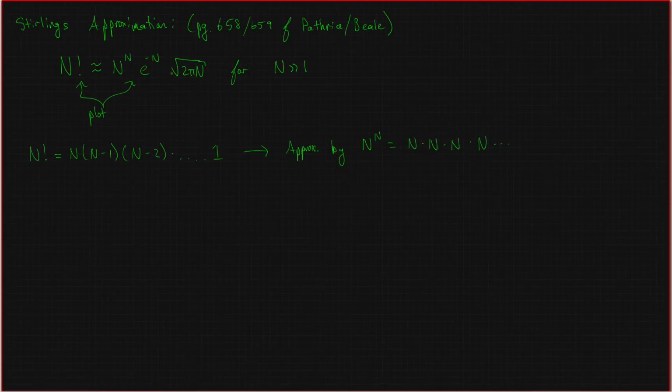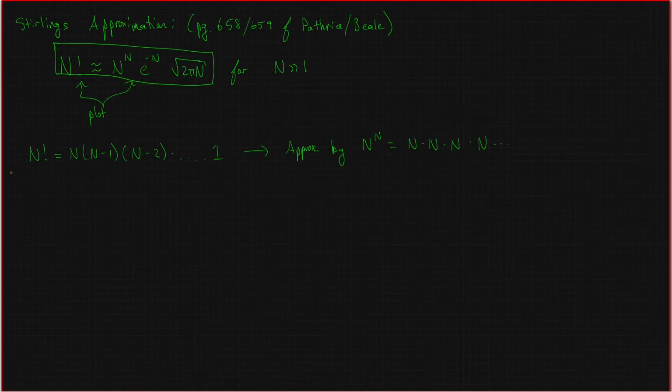But obviously we didn't explain anything to do with the square root of 2 pi n. Don't worry about it. If you do want to see a rigorous derivation, seek out Pathria and Beale, or probably just Google it and you can find a nice derivation somewhere. But this is going to be an important formula for us, and we are going to use it momentarily.